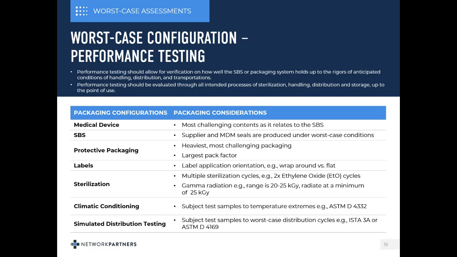Simulated distribution testing, right? We simulate the worst case and subject the test sample to it. ISO 11607 Part 1, I think it's Annex B, has a whole list of recognized test standards you want to use. The only 2 that we use right now, at least specifically for what we do, though there are a few others in there, are ISTA 3A or ASTM D4169. I'm pretty much a fan of D4169. They're very similar in approach, slightly different.